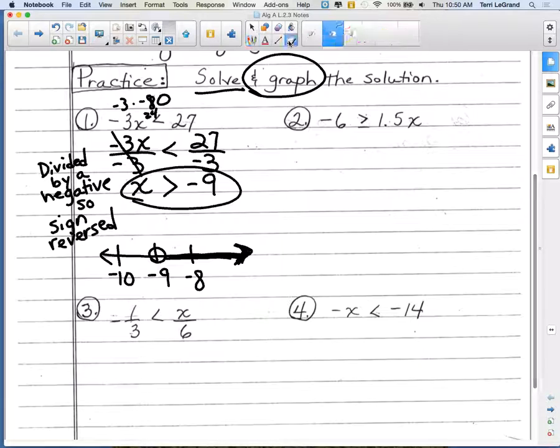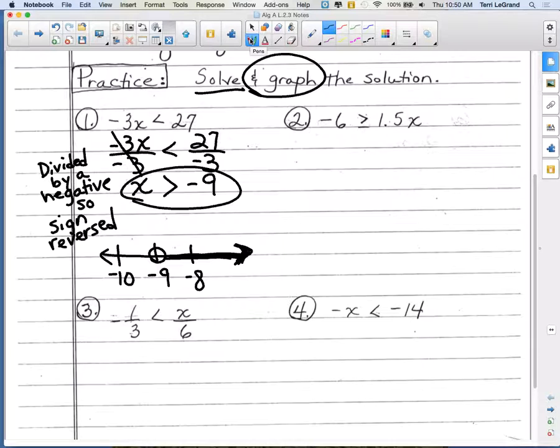30. So now we have 30 is less than 27. True? No. So it wouldn't have made it true. It's not a solution. So because we remembered to reverse the symbol like we were supposed to, we ended up with the correct shaded region. Okay? Okay, let's look at number 2.